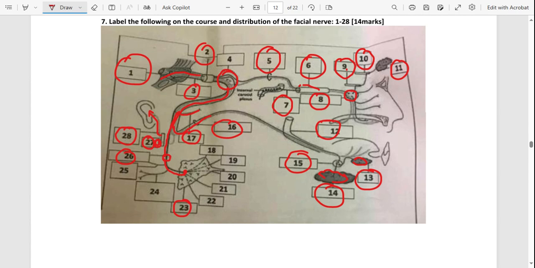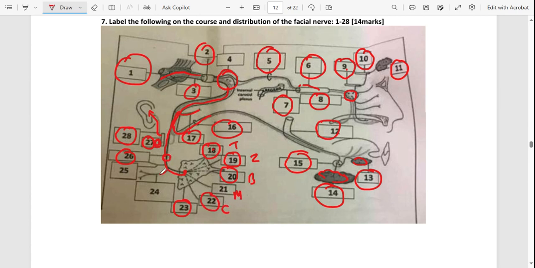So temporal branch, zygomatic branch, buccal branch, mandibular, and the cervical. To Zanzibar by bus. So temporal, and then zygomatic, buccal, by bus. To Zanzibar by bus. And then you are going to have the mandibular branch and then the cervical branch. Actually, we say to Zanzibar by motor car. To Zanzibar by motor car. This is going to be the cervical.